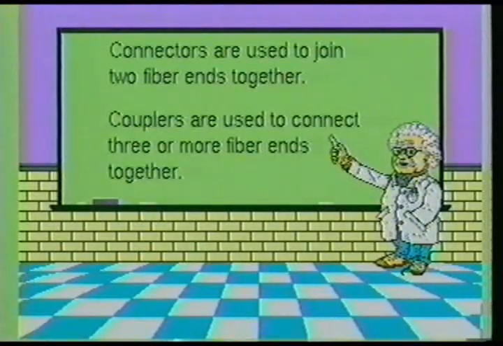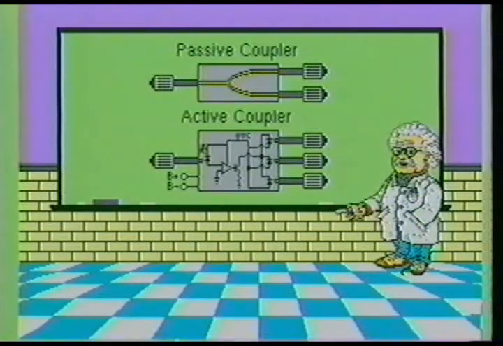We will now pause for a short review of the material just discussed. Connectors are used to join two fiber ends together. Couplers, on the other hand, are used to connect three or more ends together. Couplers are classified as being either passive or active. The primary difference is that active couplers require electrical power to operate.